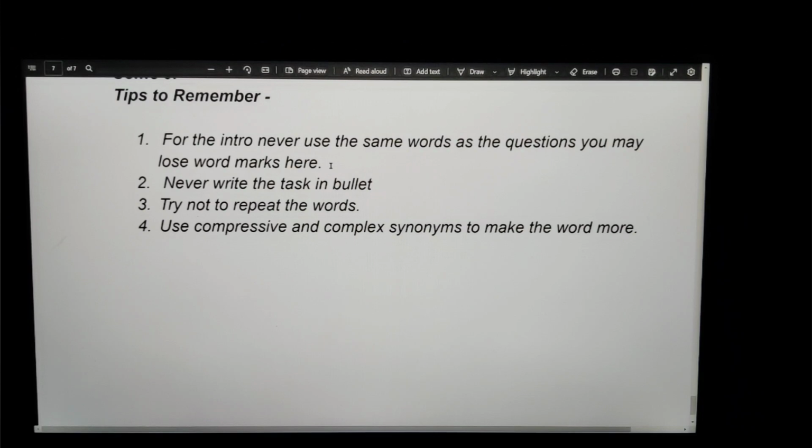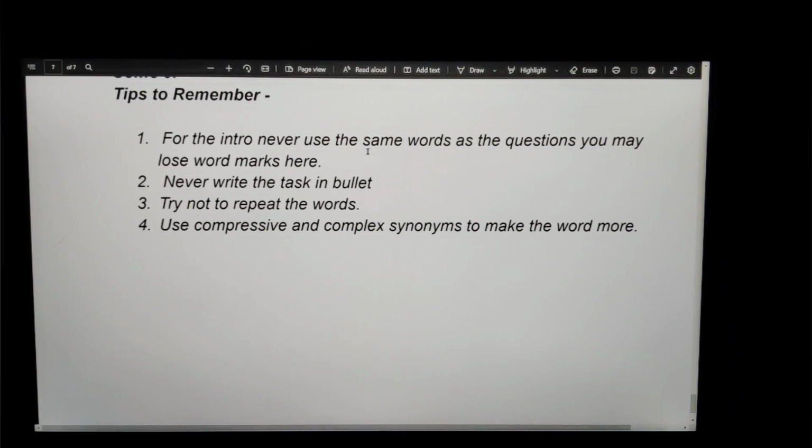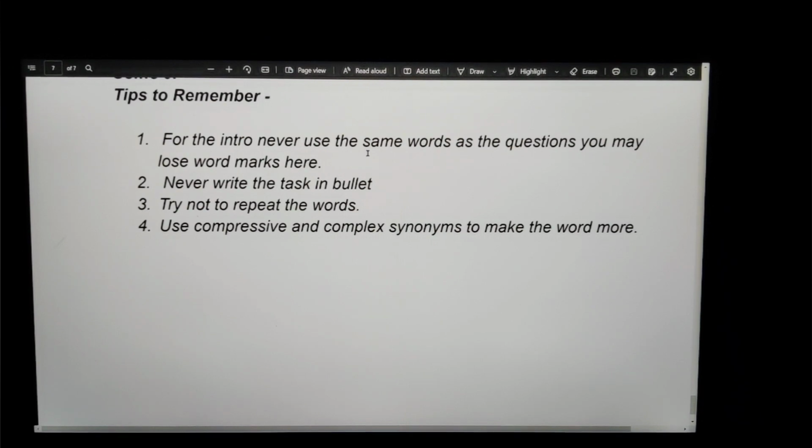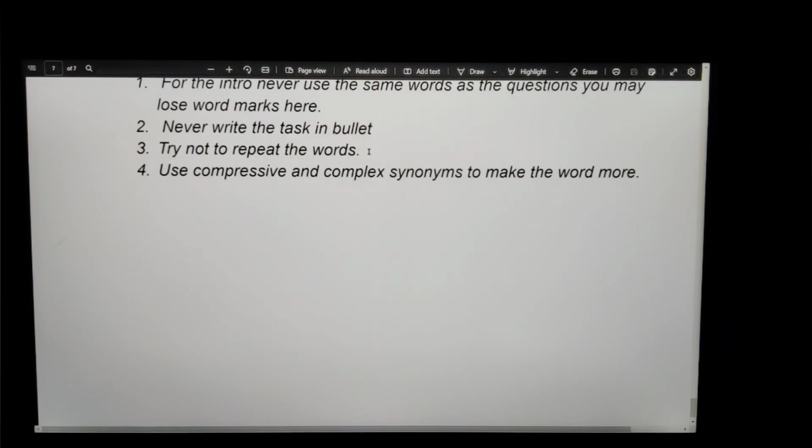So some pointers, tips and tricks that we'll have to remember. For the intro, we should never use the same words as the question. As I told earlier, instead of picture we can write diagram, instead of diagram we can write picture or any related synonym. Instead of show we can write depicts, represents, and many synonyms are there. So I hope you have understood the first point. Many people make this mistake.